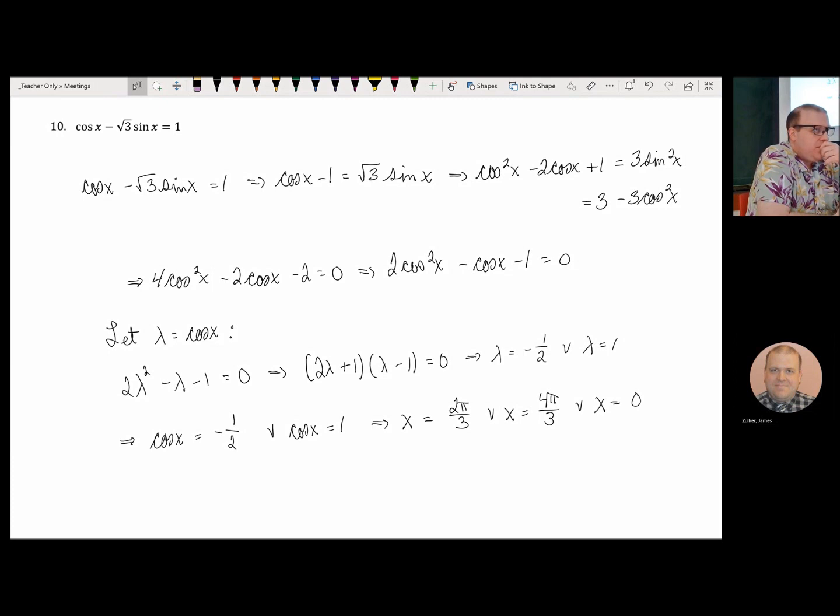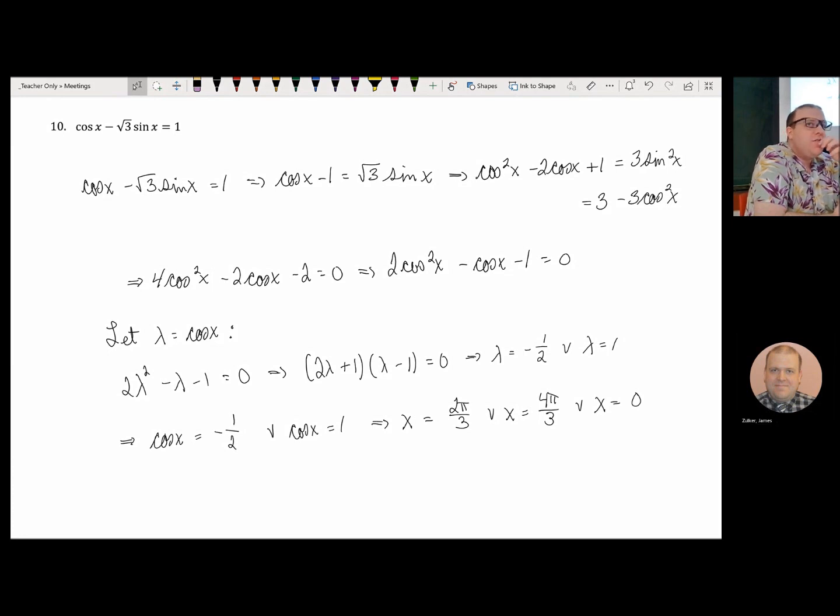What about 4 pi over 3? Cosine of 4 pi over 3, we already said is negative 1/2. Sine of 4 pi over 3 is negative root 3 over 2. So you get negative 1/2 plus 3/2, which is 1. So 4 pi over 3 is a solution.